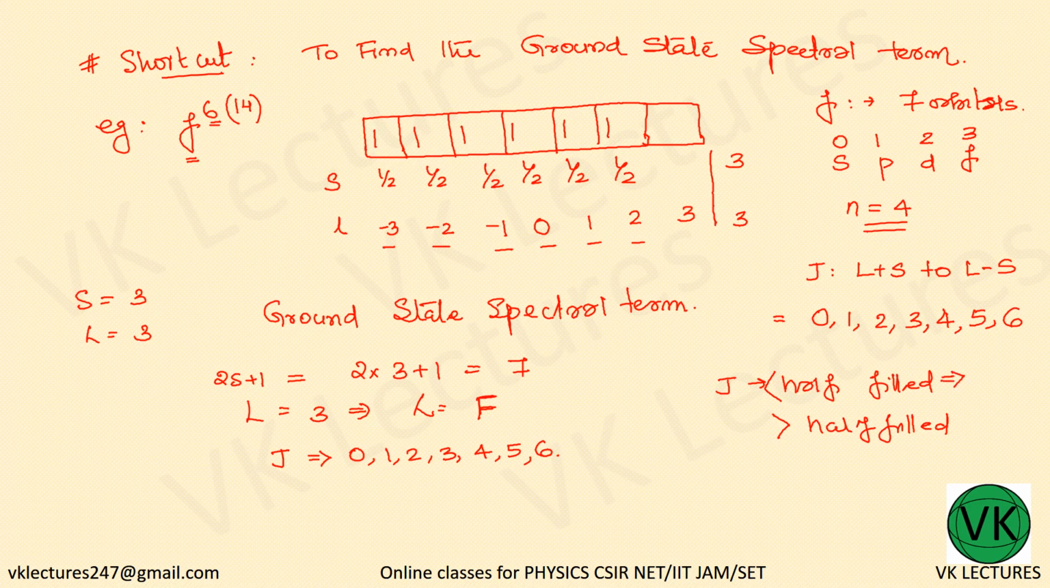If less than half filled, we have to use the lower J value. So the lower J value is 0, so we will go with 0. So multiplicity is 7, the L value is F and the J value is 0. So this is the ground state spectral term. Without doing all the LS coupling scheme with 3 sets of S values, we can find the spectral term directly by using this method.